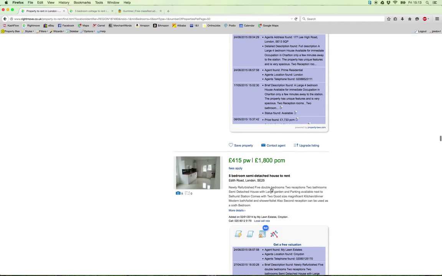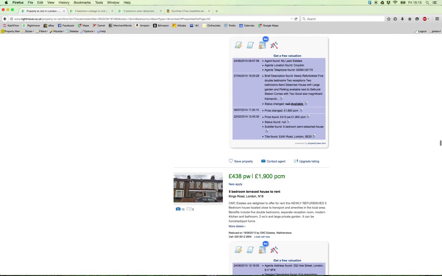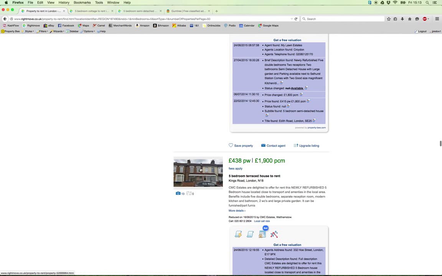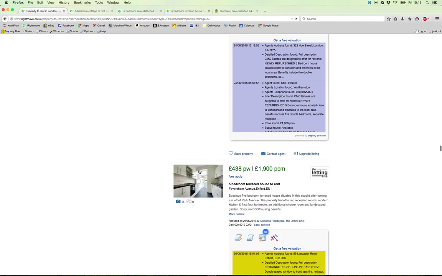This one, 5 bedrooms, so this could be good. We're just gonna put it in a new tab. This one could be good as well. Let's take that one. This one seems to be really nice. We're gonna take that one.